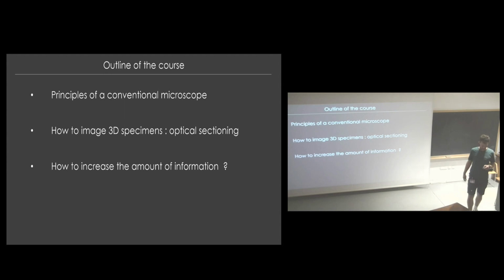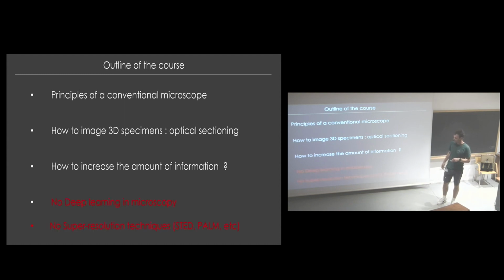And to cover a part of these milestones, this is the outline of my course. I will first start with the principle of a conventional microscope, and then we'll see how to image 3D specimens, how to go deeper, and the use of optical sectioning to do this. And we finally will see how we can increase the amount of information captured by an optical system.